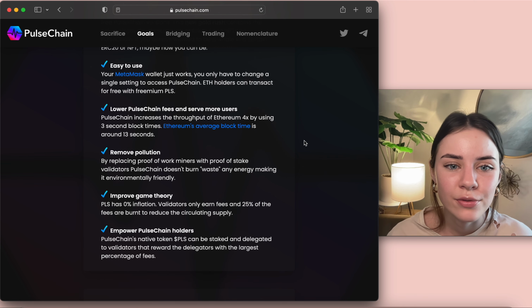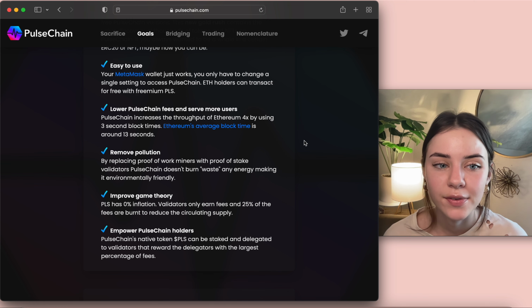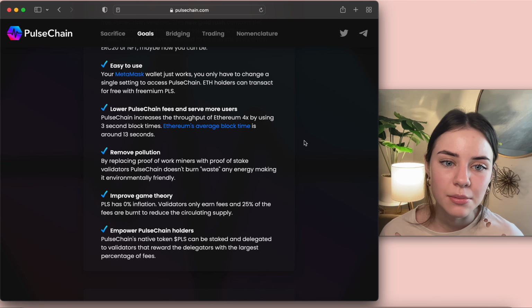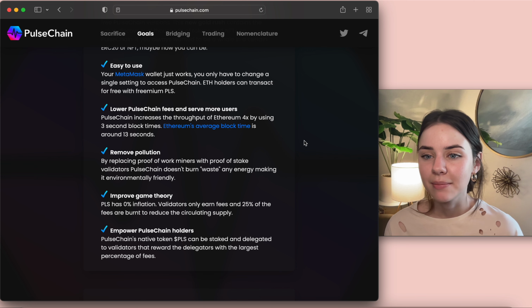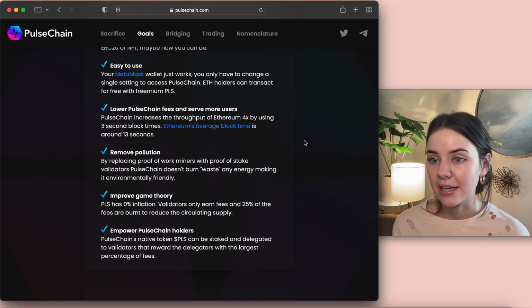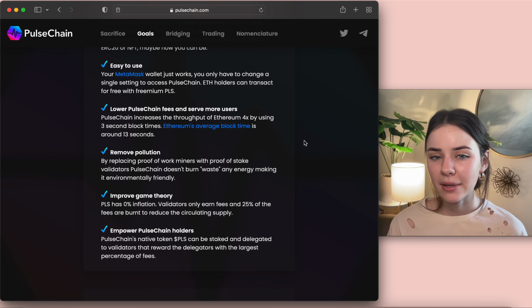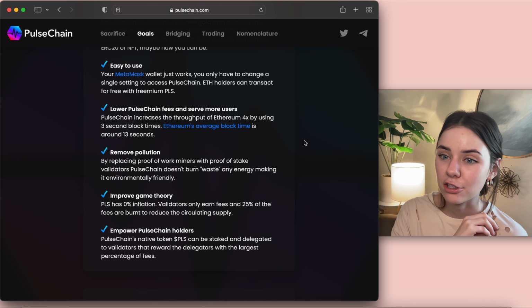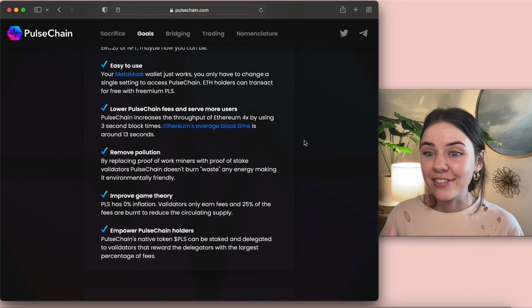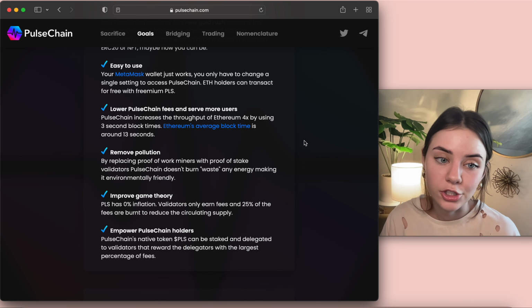And then it removes pollution. By replacing proof of work miners with proof of stake validators, PulseChain doesn't burn or waste any energy, making it environmentally friendly. So proof of work means that something physically actually has to be happening, which is what Ethereum does currently. Now, by using proof of stake, you use these validators and you're not using this actual energy. So it's actually saving energy in our real world environment, which is great.